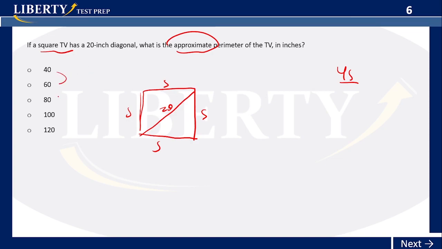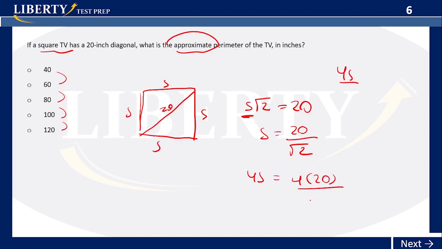Okay, the numbers vary among themselves fairly by a big number, right? By 20, which is a lot. So here we have the diagonal of a square is side square root of 2. It's equal to 20. So what is the side equal to? Side is equal to 20 divided by the square root of 2. Now what we want to do is 4 sides is equal to 4 times 20 divided by the square root of 2. Square root of 2, and we should know this, is kind of 1.4. So we are going to round it up to 1.5.